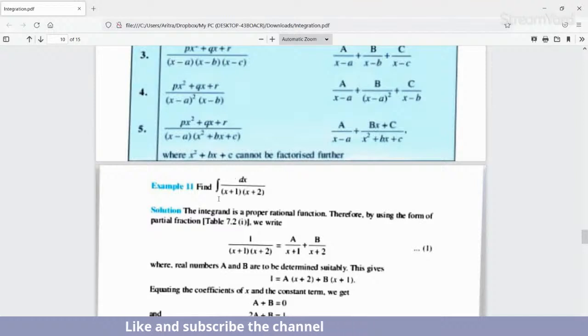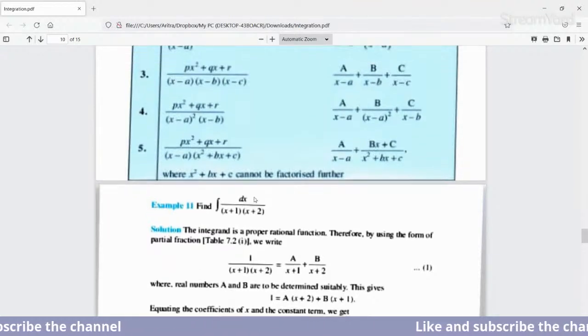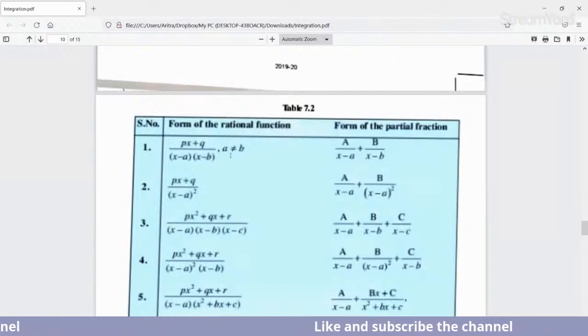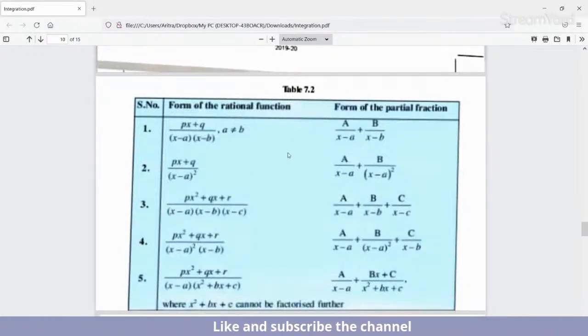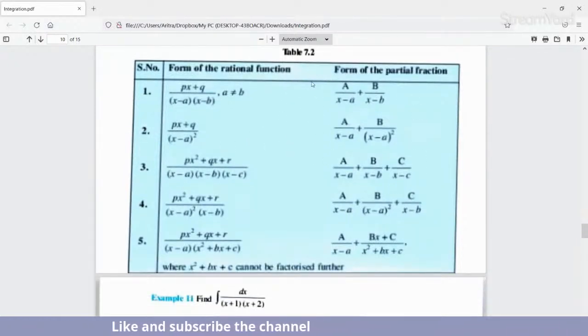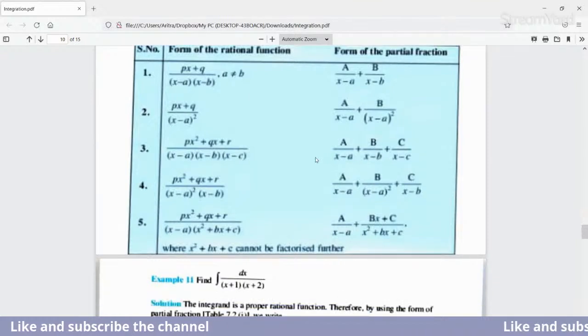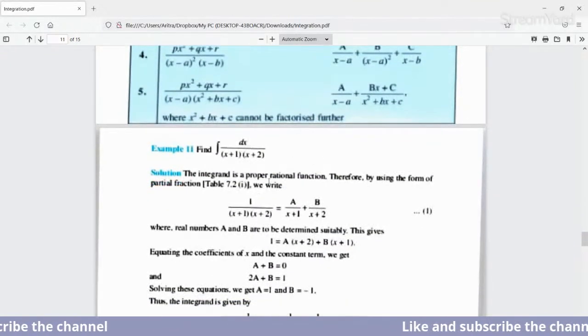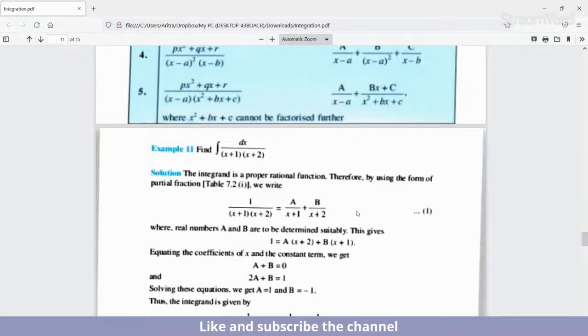First sum, integration of dx by (x plus 1) into (x plus 2). You have just seen it here, right? This one. Just compare it. You have to learn this totally and compare the sums you have got. So you will directly write it as a by (x plus 1) plus b by (x plus 2).